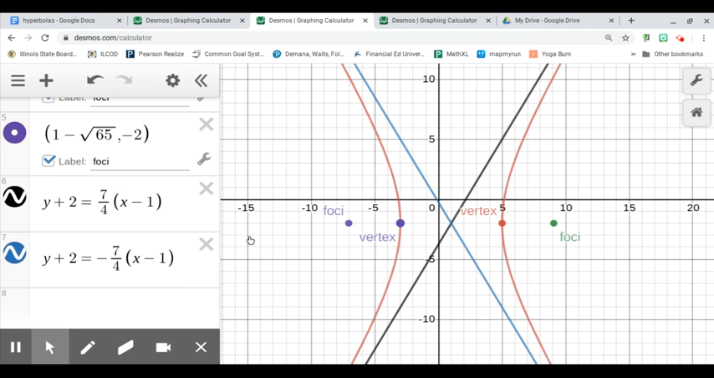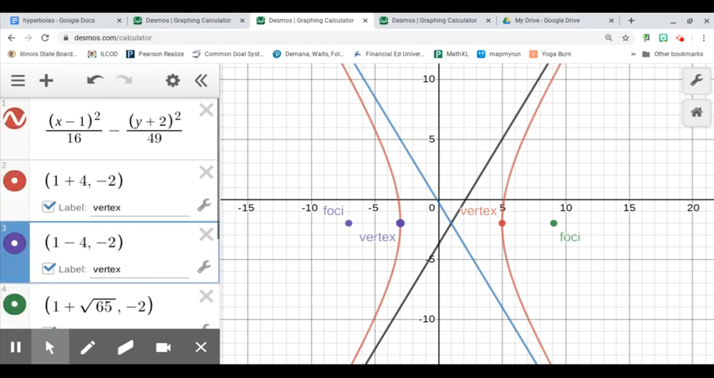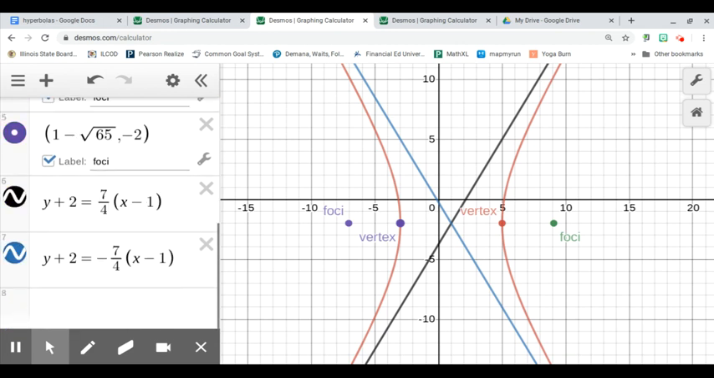So the positive 7 over 4 gives me the increasing asymptote. 7 over 4 as a negative gives me this decreasing slope asymptote. Again, where'd the 7 and the 4 come from? Well, 7 is 49's square root, and 4 is 16's square root. So whatever is under your x is always going to be a squared. Whatever is under the y will always be your b squared. That's where you're going to get your b. All right, so I think that's all I have to say about this graph.